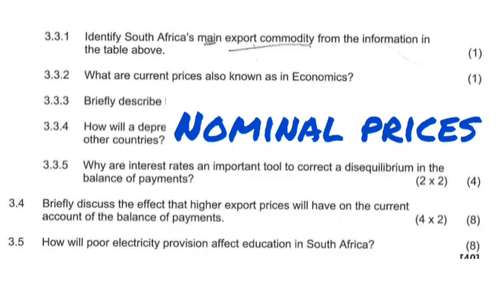If you have the question paper, go back to that section where it says current prices, and right next to it, or in brackets, write nominal prices, because they mean one and the same thing, so that you remember next time that when you see current prices, it is the same thing as seeing nominal prices.